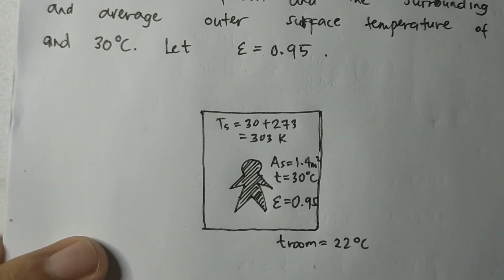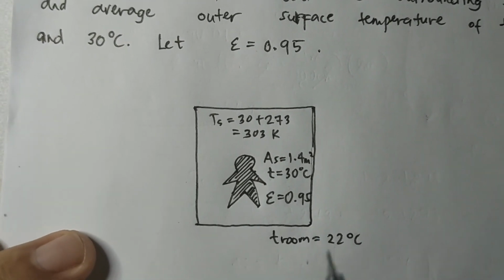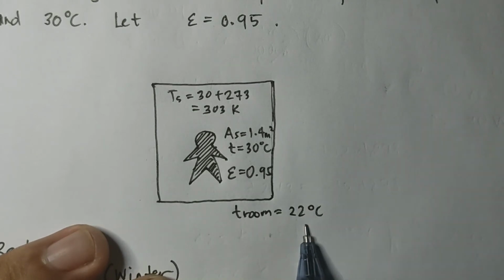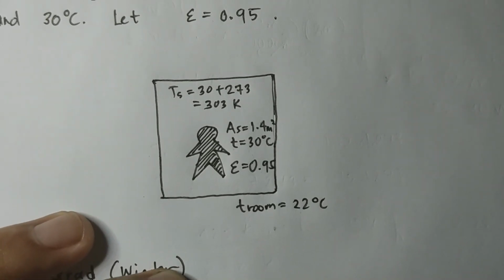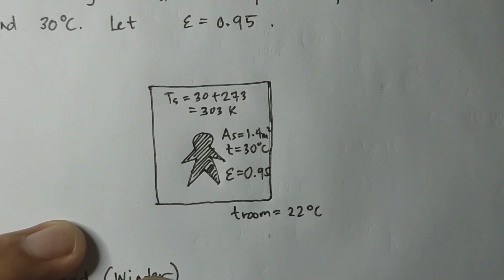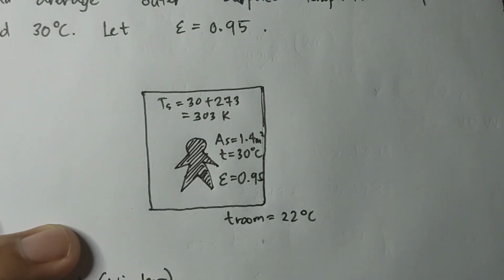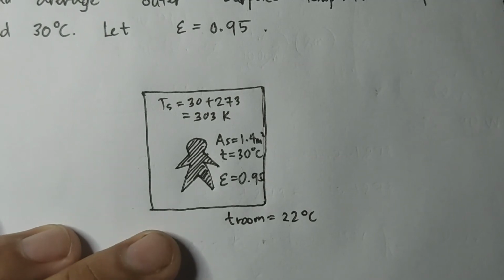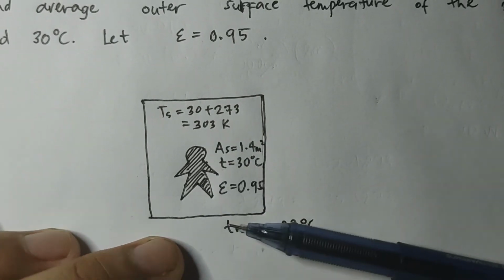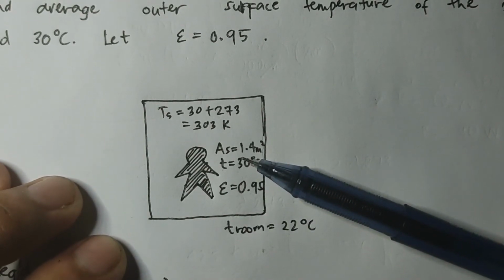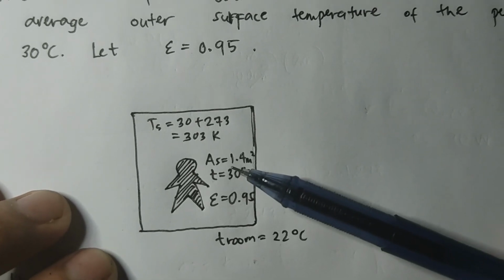So, nakita natin, meron daw tao na nakatayo sa loob ng kwarto na naka-maintain, naka-condition yung hangin doon ng 22 degrees Celsius. So, yung temperature daw nung taong yon ay 30 degrees Celsius. So, ibig sabihin yung temperature ng balat niya, katawan niya. Tapos, surface area na binigay is 1.4.